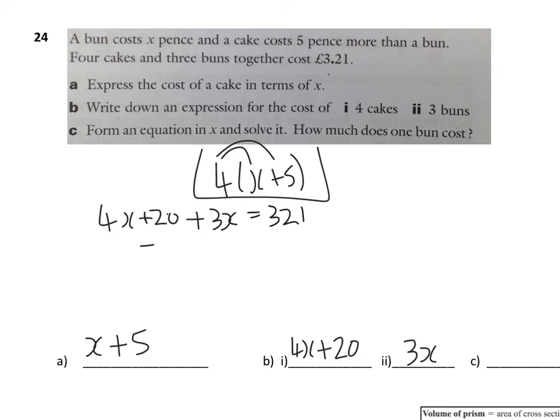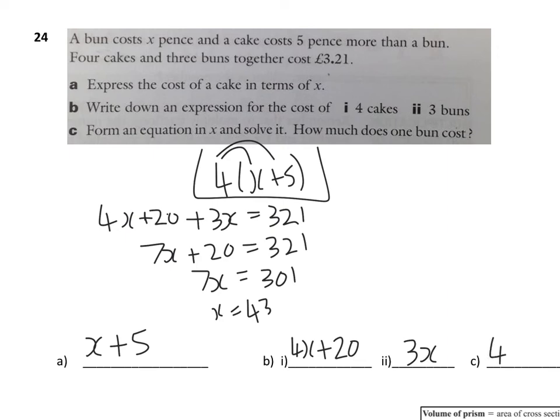To solve that, I first of all would simplify. On the left-hand side, we've got 7x plus 20 is 321. Take 20 off both sides to get 7x equals 301, and then divide your 301 by 7 to get x is 43. So 1 bun cost 43 pence.